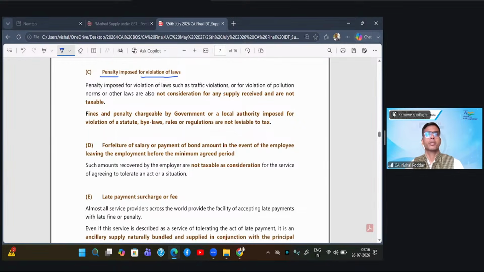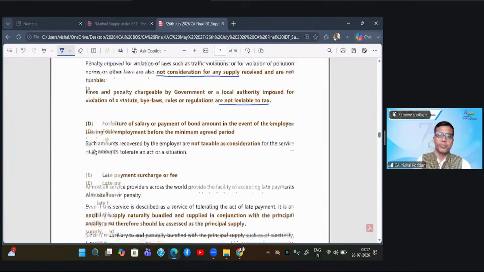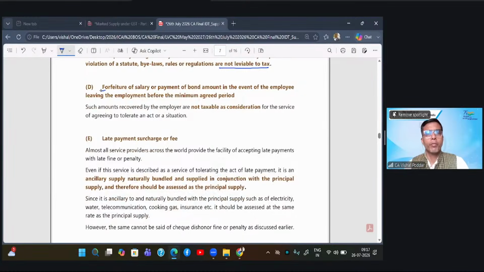In all such cases, the government or the authority is imposing some penalty or fine. Again, the rule is that a penalty or fine imposed cannot be said to be a consideration for any supply. Because again, my requirement was not to do something. I had asked you not to park it here. I wanted you not to enter this, but you entered. So when you are doing the opposite, and that is why a penalty is charged, it will never be leviable to tax.